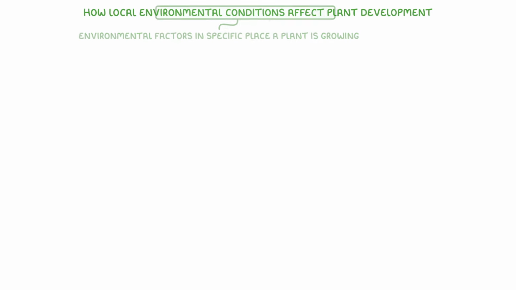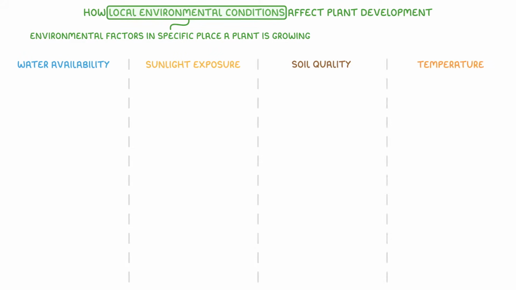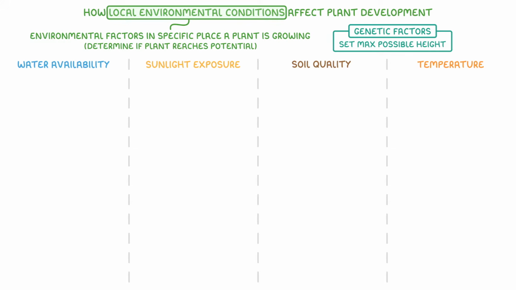So next, let's examine how local environmental conditions affect plant development. Local conditions are basically all the environmental factors in the specific place where a plant is growing. So some examples of environmental factors would be things like water availability, sunlight exposure, soil quality, and temperature. You can think of genetic factors as setting the maximum possible height a plant could reach, but then the environmental conditions determine whether it actually reaches its potential height.